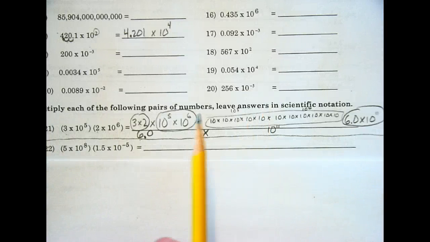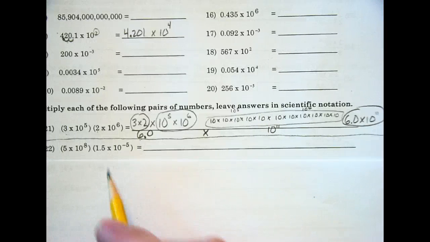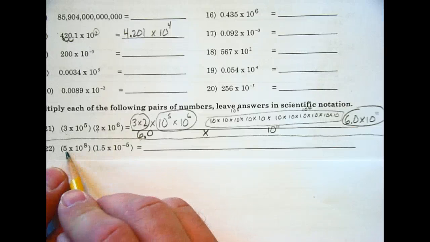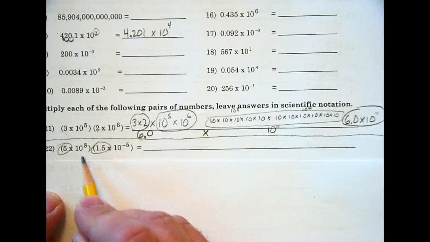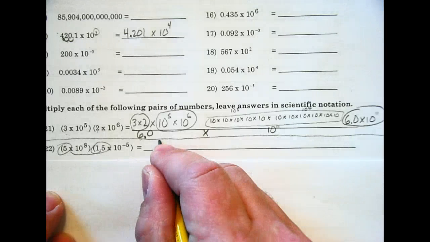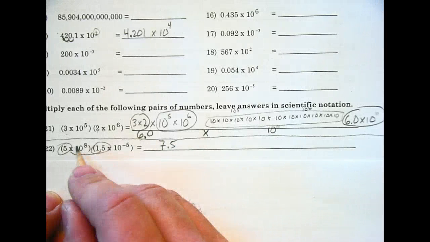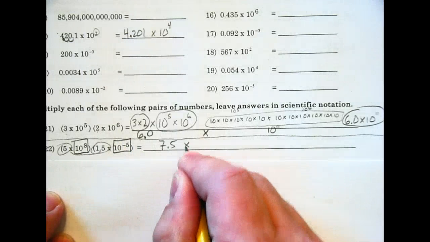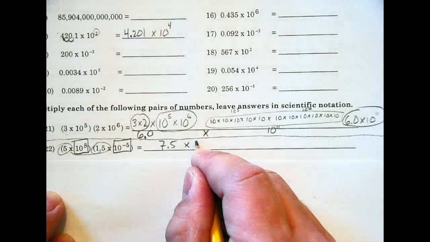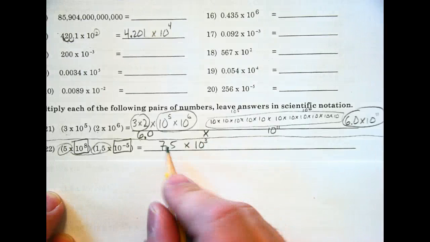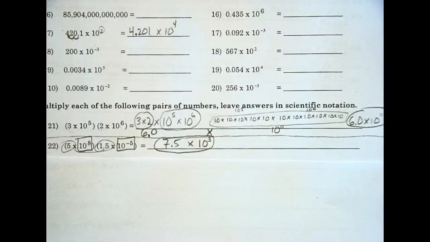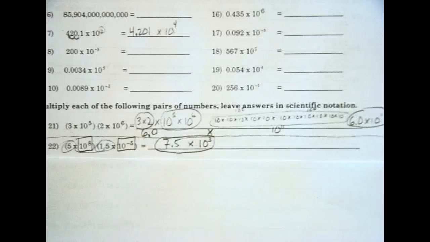Okay, so what did we get? Let's see, Taylor, what'd you get there? 7.5 times 10 to the 3rd. Good, 7.5. So 5 times 1.5 is 7.5. And then 10 to the 8th and 10 to the negative 5th, that brings us to 8 plus negative 5, which is 3. So 10 to the 3rd. Okay, how many got that? Well done. Any questions on it?